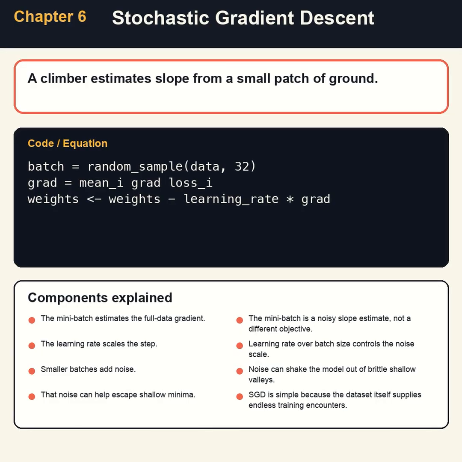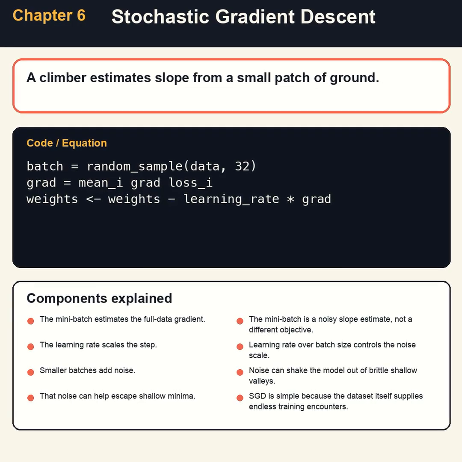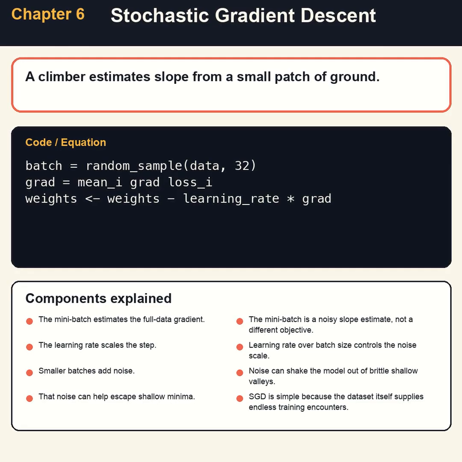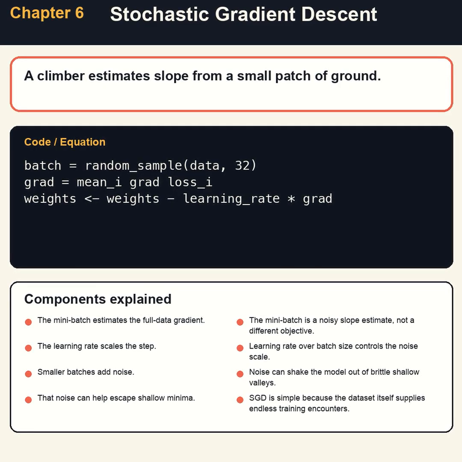Stochastic gradient descent became dominant because full gradients are too expensive for huge datasets. It trades precision for momentum through time. Many cheap guesses beat one perfect measurement that arrives too late. The mountain analogy matters because the hero never sees the whole landscape, only enough ground to choose the next step.